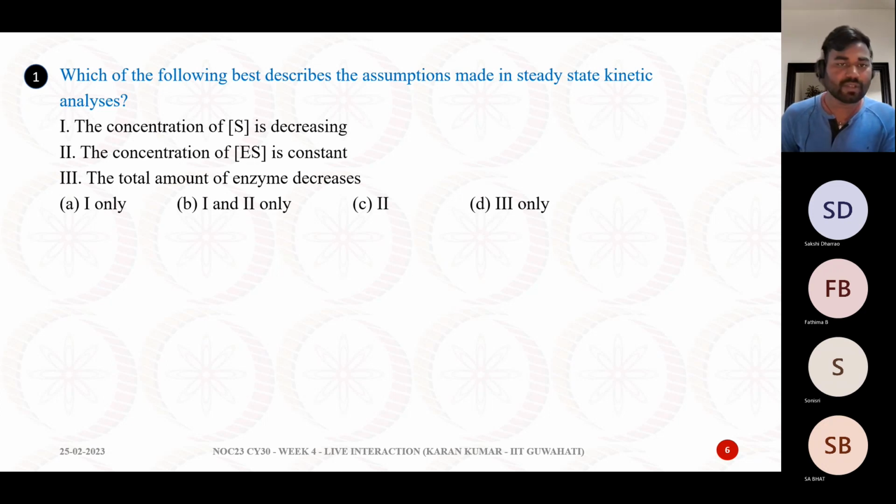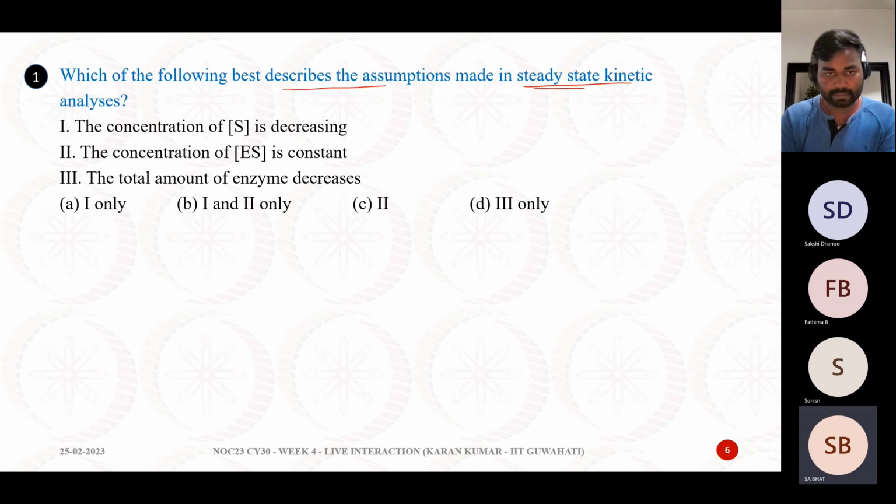Which of the following best describes the assumption made in steady state kinetic analysis? Statement 1: the concentration of substrate is decreasing. Statement 2: the concentration of enzyme substrate complex is constant. Statement 3: the total amount of enzyme decreases. Which statement best describes the assumptions made in steady state kinetics? Your options are: A, statement 1 only; B, statements 1 and 2; C, statement 2; and D, statement 3. Options 1 and 2, that's option B.